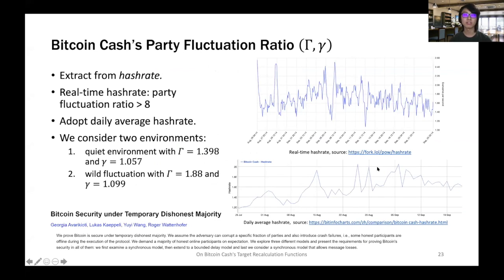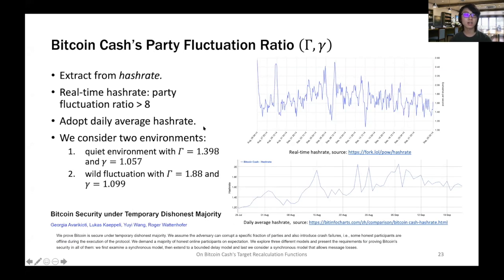And for the last part of our paper, we provide a comparison of our analysis with the real-world network. So here we need to extract some real-world network parameters like the party fluctuation ratio and the network delay. For the party fluctuation ratio, what we adopt is the daily average hash rate instead of the real-time hash rate, because the real-time hash rate fluctuates widely, which is bad for our analysis. We also have some literature, like the temporarily dishonest majority, to support our choice of the daily average hash rate.